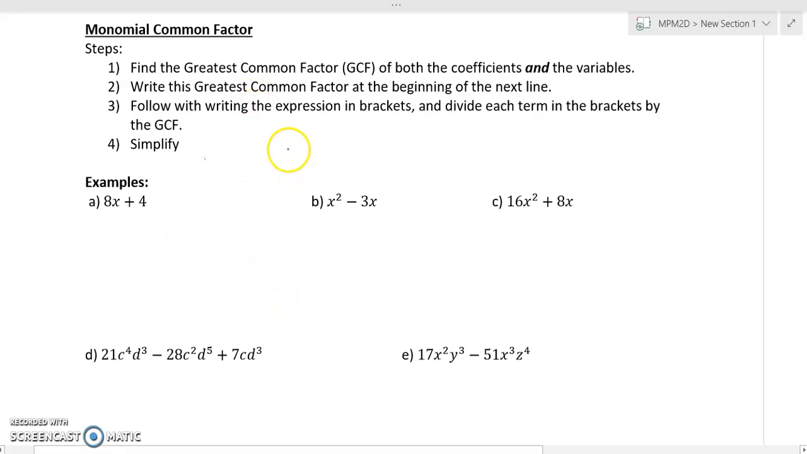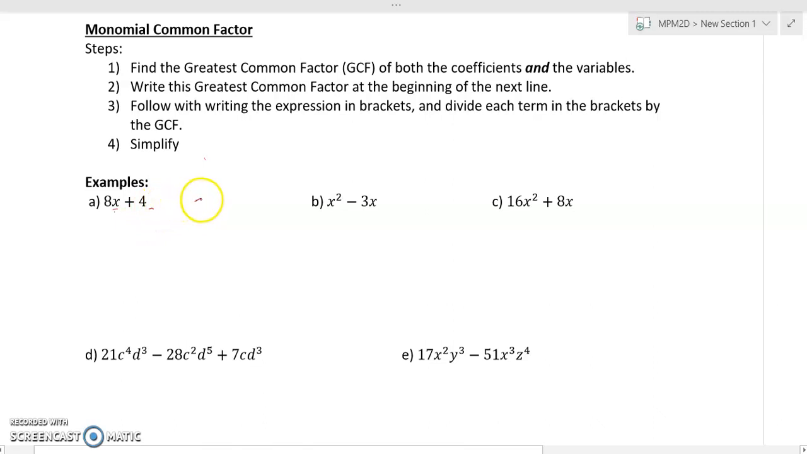Okay, so let's take a look here. And again, feel free to pause the video at any point and try the question on your own before you watch me do it. So greatest common factor to 8x and 4, well, 4 goes evenly into both 8 and 4, and there's an x here, but there's not an x there. So that means x is not common to both terms.